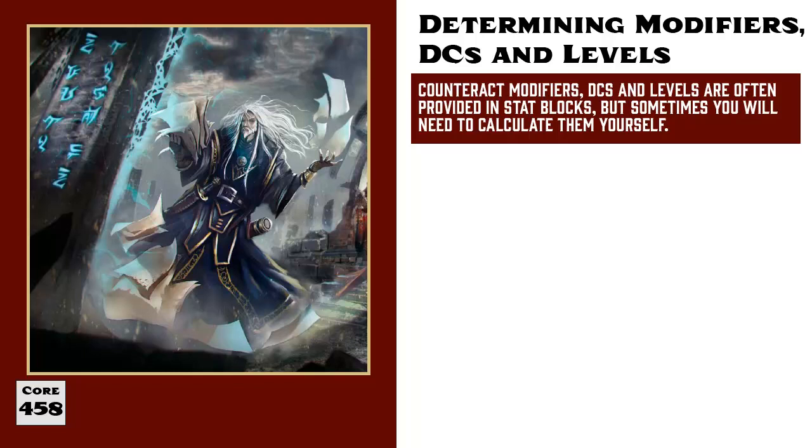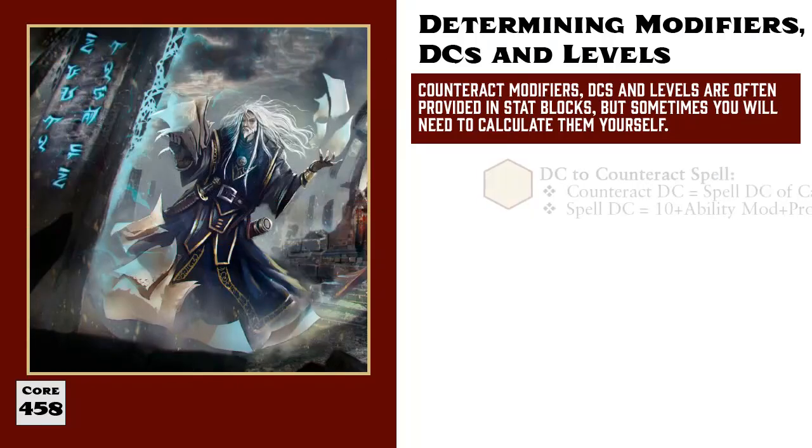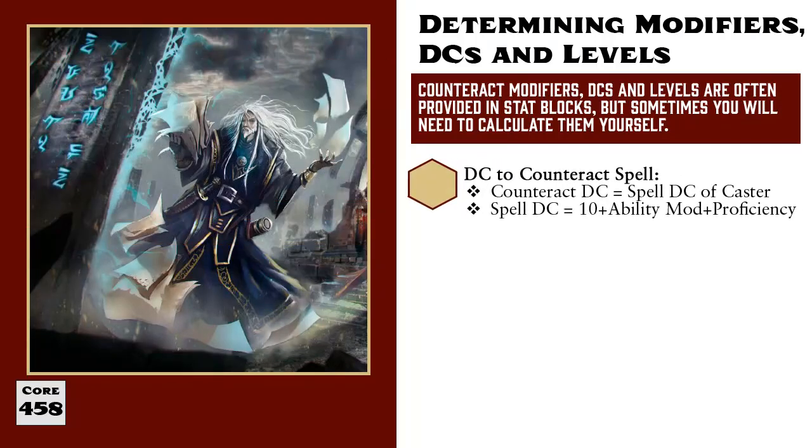Counteract levels, modifiers, and DCs are often provided, but sometimes you will need to calculate them for yourself. Generally speaking, if the effect being counteracted is an affliction, then its counteract DC and level will likely be listed in that affliction stat block. And if you're using an item to counteract with, like a Rod of Negation, it will often tell you what your counteract level and modifier will be for that check. But more often than not, you will need to calculate these on your own when spells are involved. And the good news is, it's not terribly hard to do that.